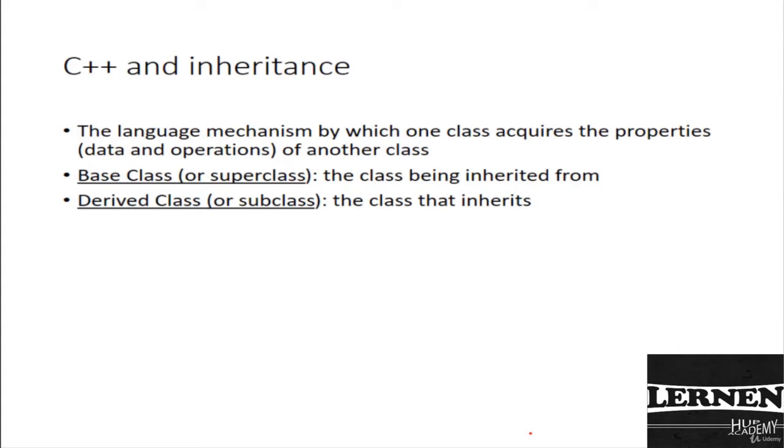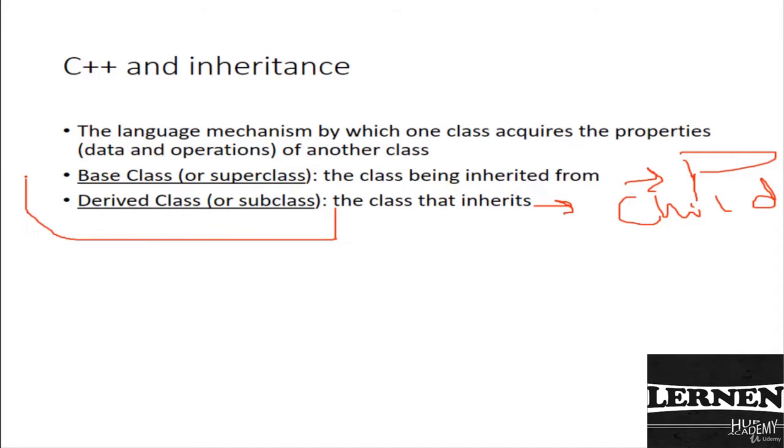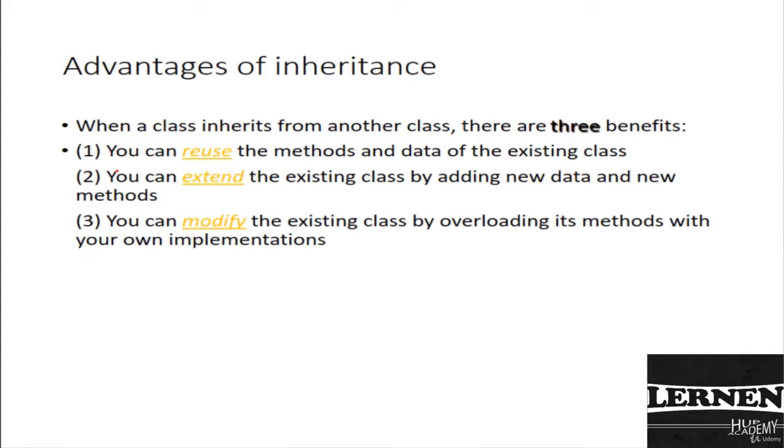Next, C++ and inheritance: the language mechanism by which one class acquires the properties, data and operators of another class. First we have the base class, which is the class being inherited from, our superclass, also called the parent class. Then we have the derived class, which is also called the child class or subclass. This class inherits from the base class.